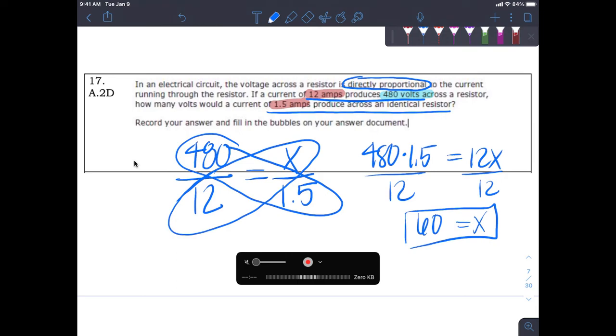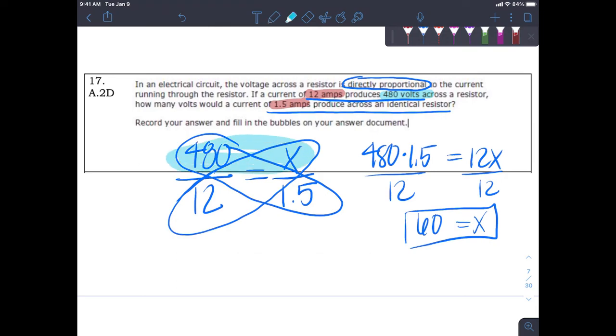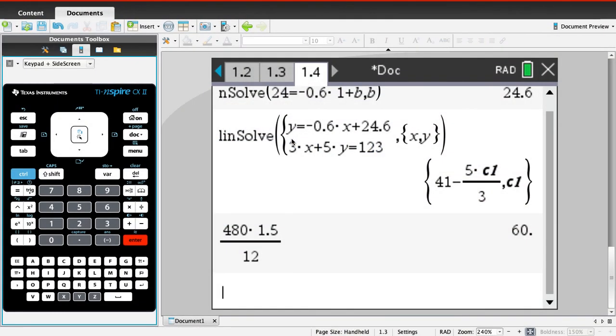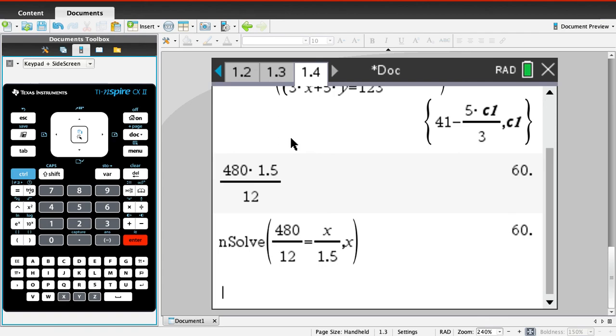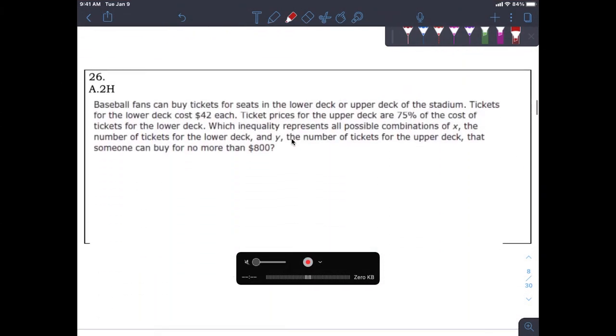Now, I do want you to notice volts are both at the top. Amps are both at the bottom. They always have to be side by side with whatever the unit or the thing is. Okay? So, let us go ahead and use nsolve in order to solve this. I'm going to say nsolve of 480 divided by 12 is equal to x divided by 1.5. And I'm looking for x. And look at that. It spits back the exact same answer. So I got this correct. All right, let's look at the next one.